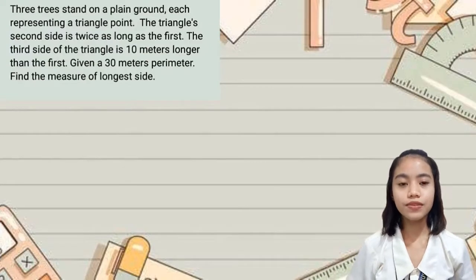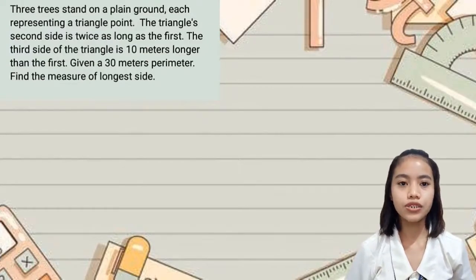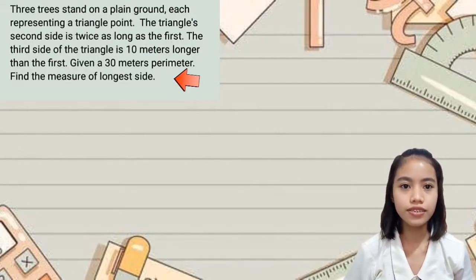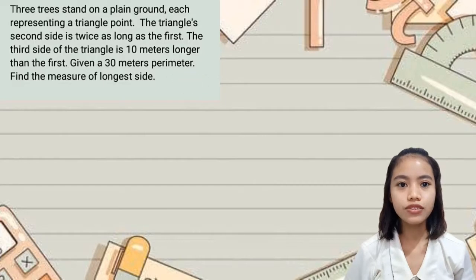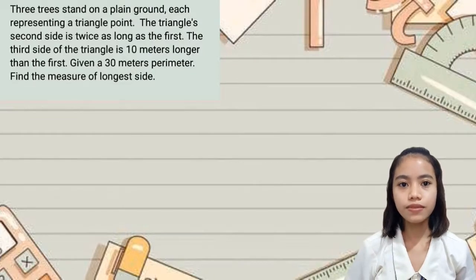The first step is to identify the question in the word problem. So the question here is: find the measure of the longest side. So it pertains to the meters of the longest side of a triangle. Second step is the thoughts.